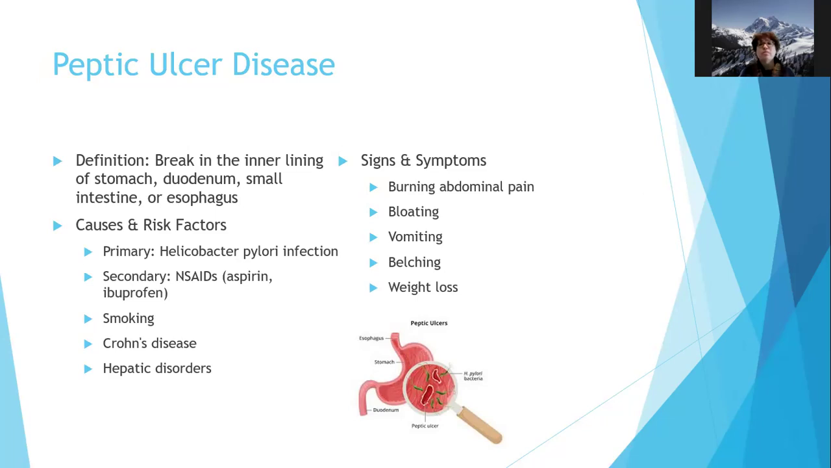So the signs and symptoms of peptic ulcer disease include burning abdominal pain, bloating, vomiting, belching, and unintended weight loss. They always used to say don't eat certain things, don't eat spicy food, don't eat whatever, but now they're saying cure that Helicobacter pylori infection, and they'll do an endoscopy with a culture and sensitivity, basically. And don't take NSAIDs and don't smoke and all that good stuff.